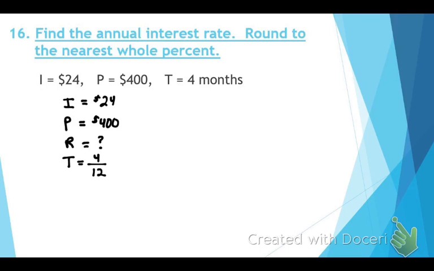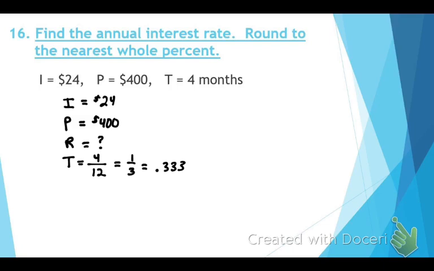Can 4 twelfths be reduced to what? One third. What would one third be as a decimal? Because it's easier when we're plugging things in and multiplying for things to be a decimal rather than a fraction. 0.3 repeating, so 0.33333333 going on and on.